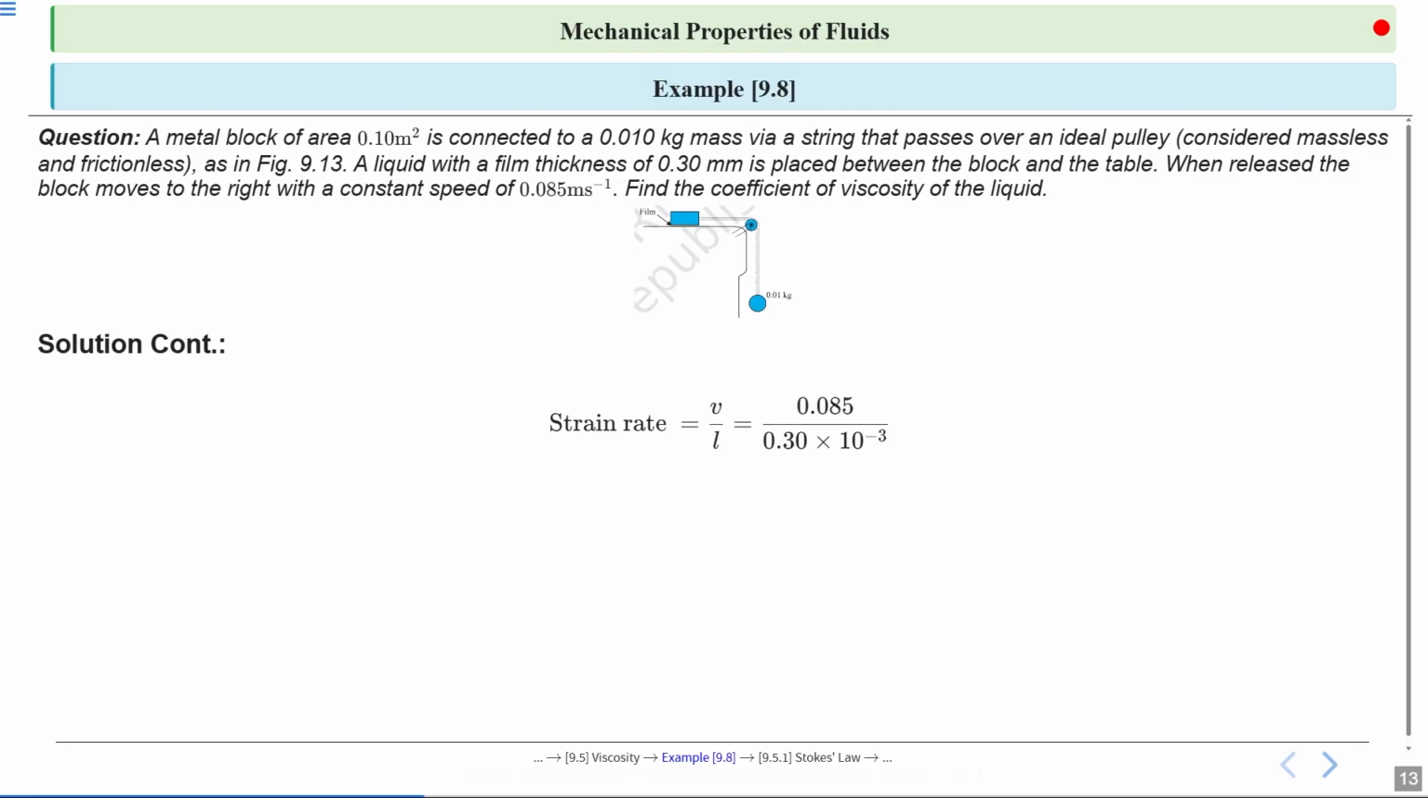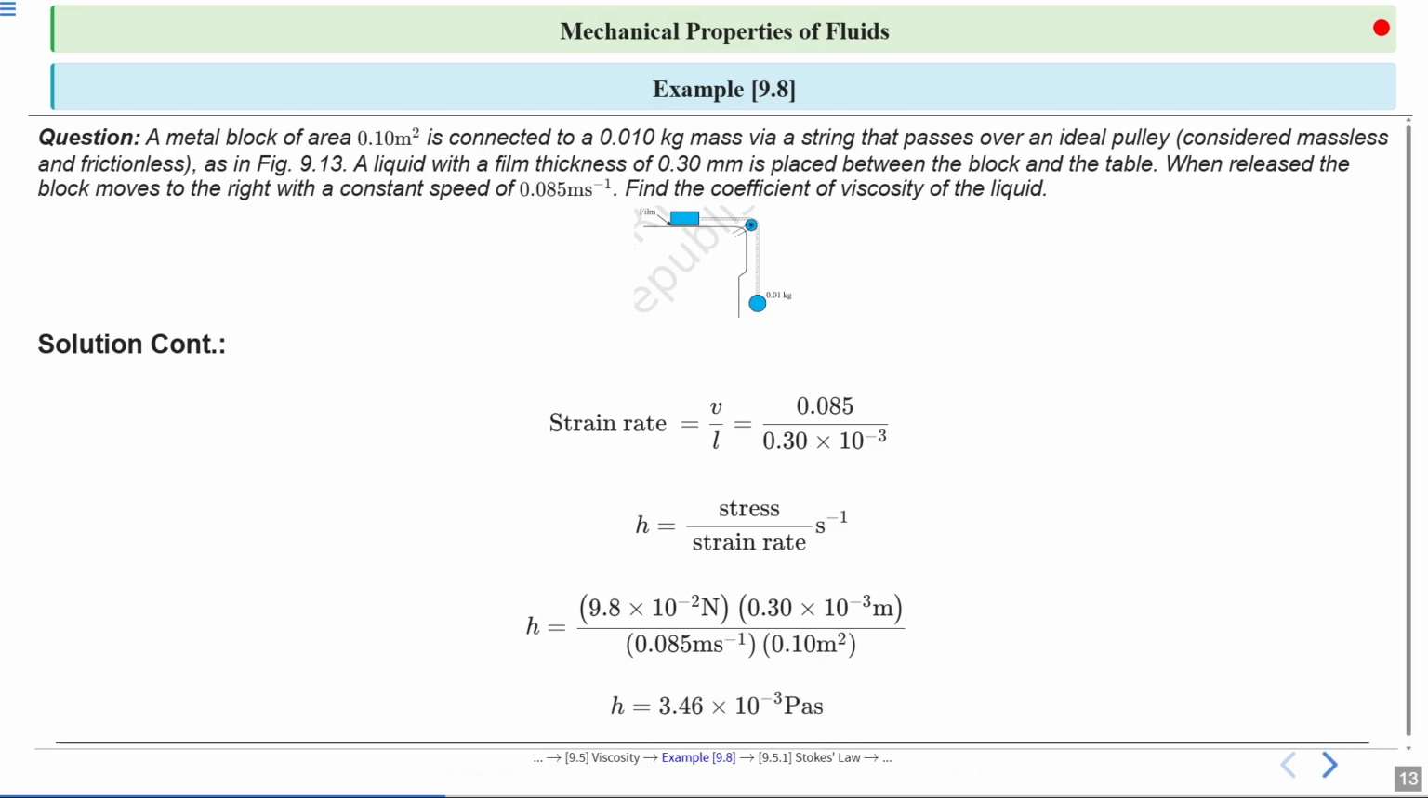Now, strain rate is equal to V by L, which is equal to 0.085 divided by 0.30 into 10 raised to the power minus 3. So eta is equal to stress upon strain rate per second. Put the values: 9.8 into 10 raised to the power minus 2 Newton into 0.30 into 10 raised to the power minus 3 meter divided by 0.085 meter per second into 0.10 meter square. So finally, we find that the coefficient of viscosity is 3.46 into 10 raised to the power minus 3 Pascal second.